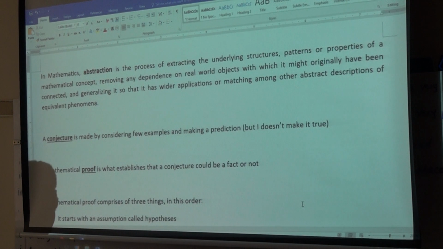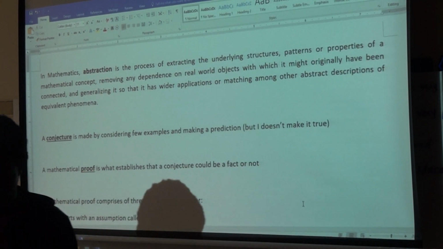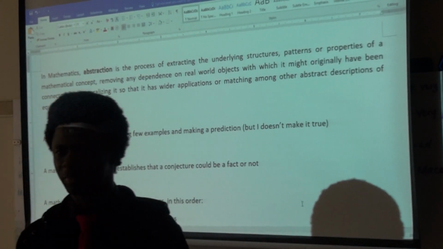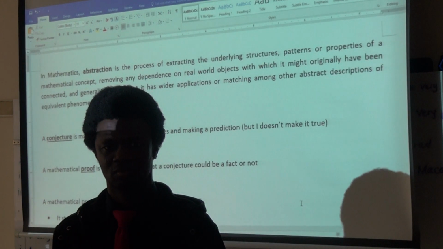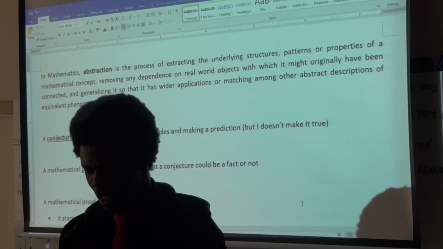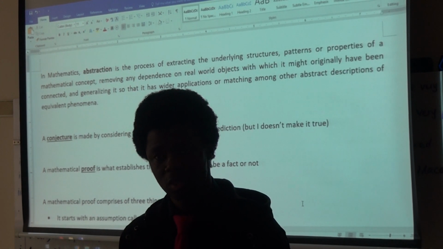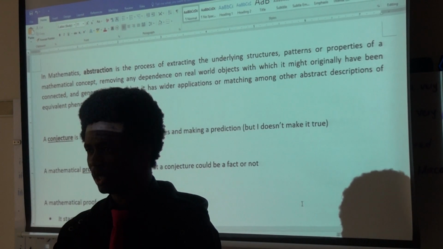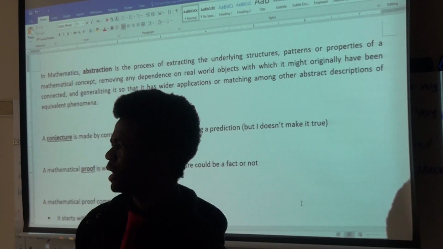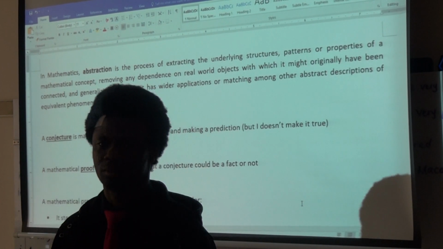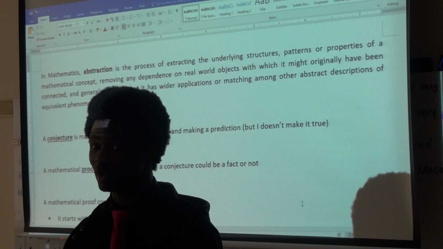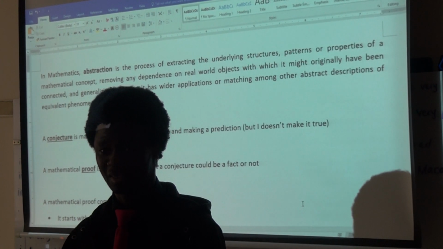Conjecture. When you consider some examples of some things and you make a prediction, that's a conjecture. You consider when n is equal to 1, maybe you are working towards a sequence, when n is 2, when n is 3, and you say, which means when n is k, this is what might happen. That's a conjecture, but it doesn't mean that thing is actually true.